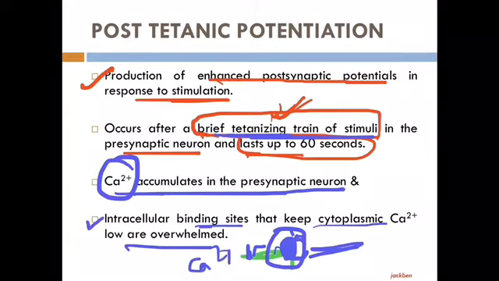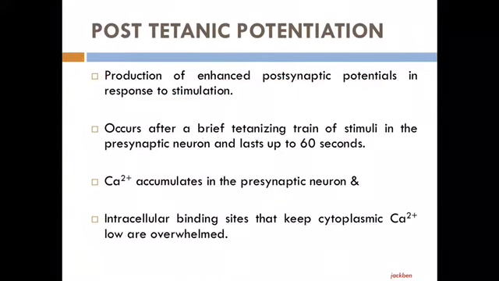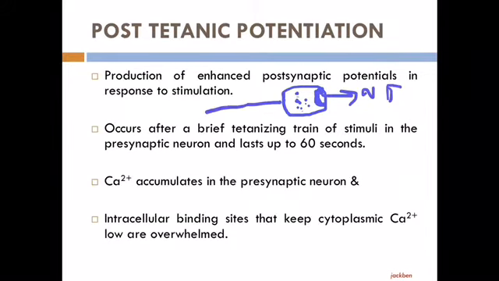What does it mean? Say I try to draw the diagram of this presynaptic neuron. Initially, the calcium is present inside, but this calcium is bound to certain binding sites. So, it is not available for the vesicle to get attached and release the neurotransmitter. But because of the repeated stimuli, calcium channels open, extracellular calcium enters the cell, and whatever binding sites were there will get totally saturated.